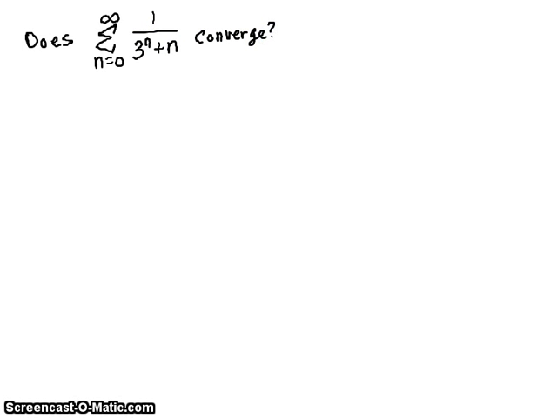Something I should have said earlier: this convergence test, much like the integral test, is not going to tell us what we converge to. It's just going to tell us that we do in fact converge. So does the sum from 0 to infinity of 1 over 3 to the n plus n converge? Whatever we're given, we're going to call that A of n. So A of n is going to be equal to 1 over 3 to the n plus n. Clearly, we can see that this is always going to be positive if we're plugging in numbers from 0 to infinity. So now we have to think about B of n.